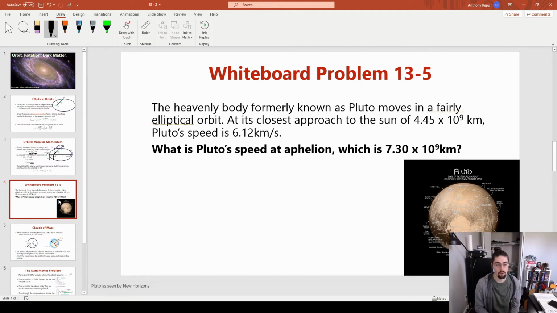Let's go ahead and say we have, at its closest approach to the sun, it is 4.45 times 10^9 kilometers, and it's got a speed of 6.12 kilometers per second at that point. So that is a tangential speed. What is Pluto's speed at the aphelion, which is 7.3 times 10^9 kilometers away? That is the farthest distance it ever gets from the sun, 7.3 times 10^9 kilometers. And at this point, we have decided Pluto's too small. They're going to be dismantling it, taking it out of the sky, unfortunately. But it had a good run while it lasted.